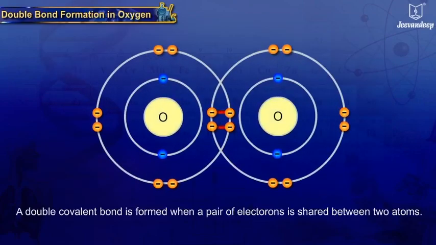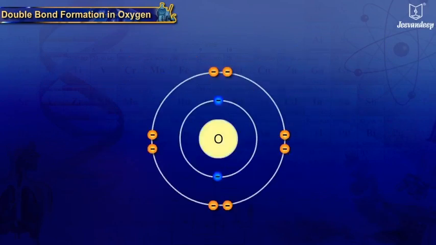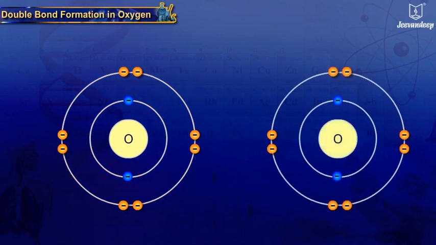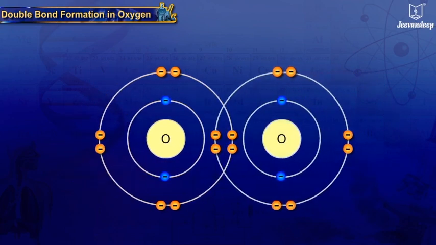A double covalent bond is formed when 2 pairs of electrons are shared between 2 atoms. For example, the atomic number of oxygen is 8. Hence, its electronic configuration is 2, 6. In order to attain a noble gas configuration, it shares its 2 electrons with another atom of oxygen, forming a double covalent bond.